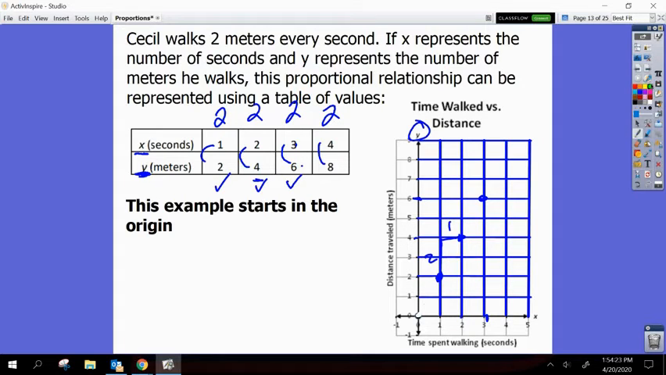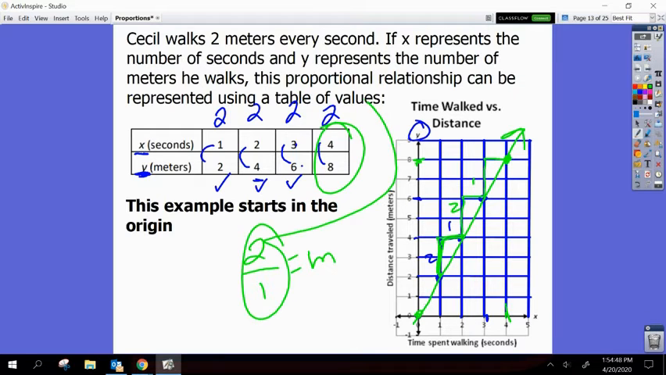Let me do it in different colors so you can see it. Up 2 over 1. Up 2 over 1. The other thing you'll notice is it always goes through the origin. But you'll also notice you could just count up 2 over 1. So if I go up 2 and then over 1, that's known as the slope or constant of proportionality. 2 divided by 1 is 2. If you have a graph, you can just count.